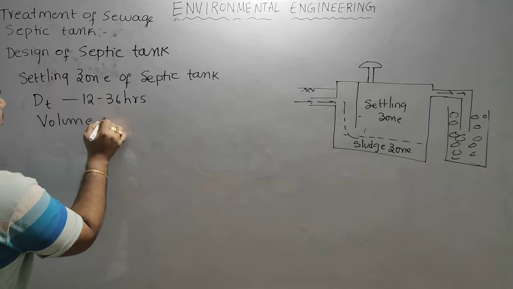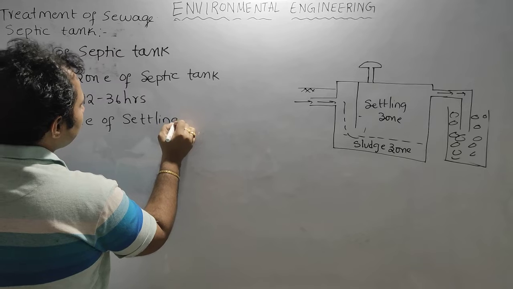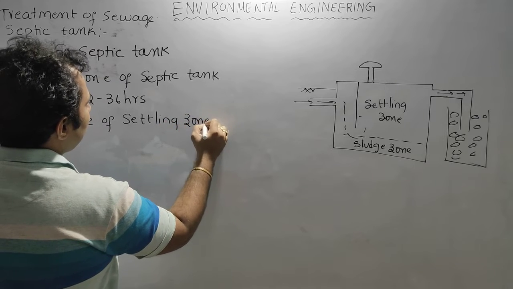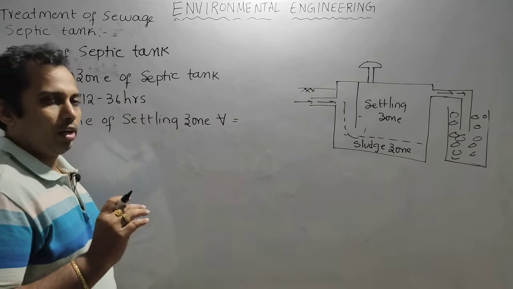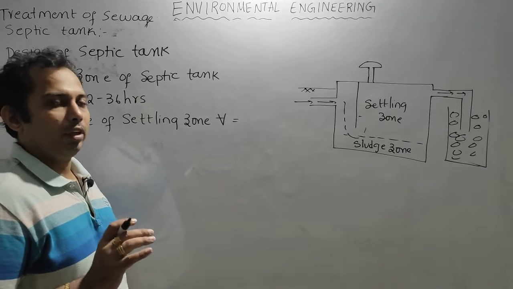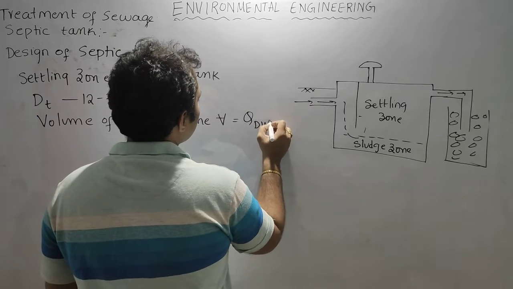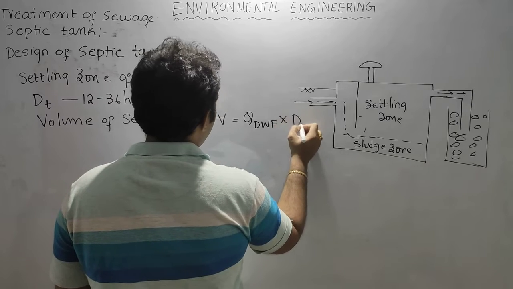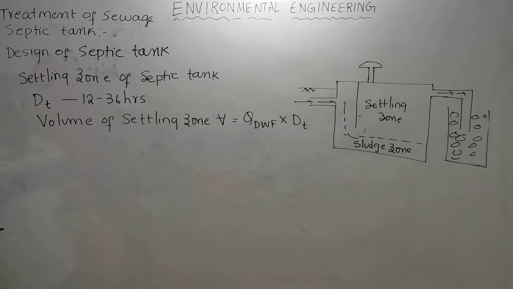Volume of the settling zone is equal to the dry weather flow into the detention time. Dry weather flow will come into the septic tank; storm water will not enter the septic tank. So whatever the dry weather flow is, multiplied by the detention time, this is the volume of the settling zone.